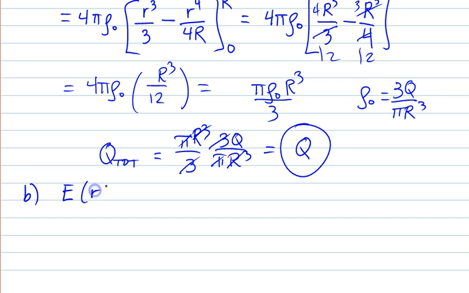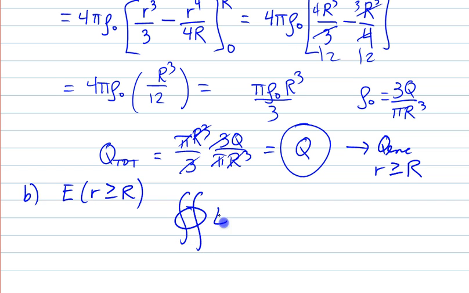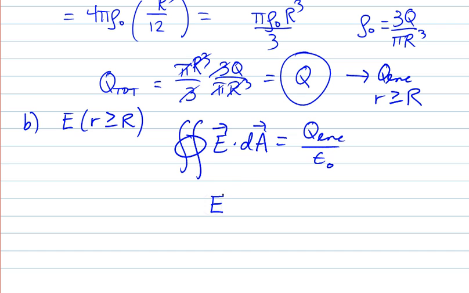Okay, now for part B of this problem, we want to use Gauss's law to find the electric field when r is greater than or equal to big R. So first of all, this Q right here represents the Q enclosed when little r is greater than or equal to R. So when we apply Gauss's law, the integral of E dot dA is equal to Q enclosed over epsilon naught. This is another reason why you want your electric field to be parallel. It just turns this into E times A. It's going to be equal to Q over epsilon naught.